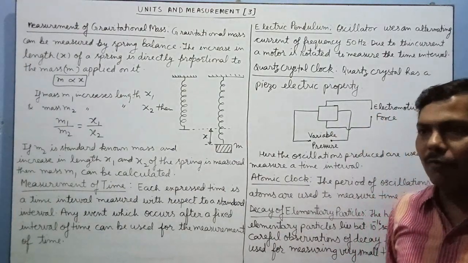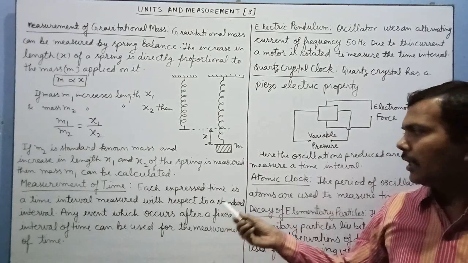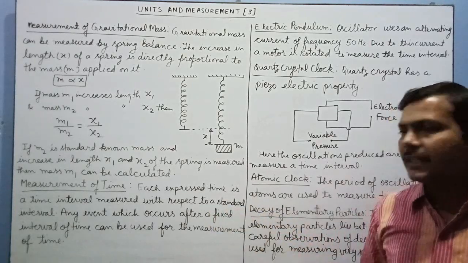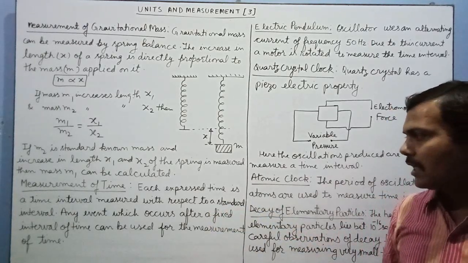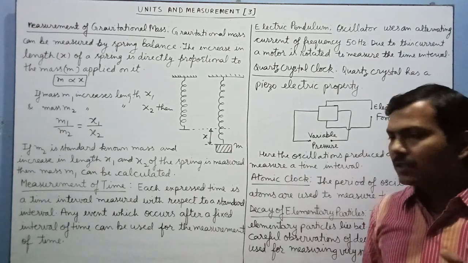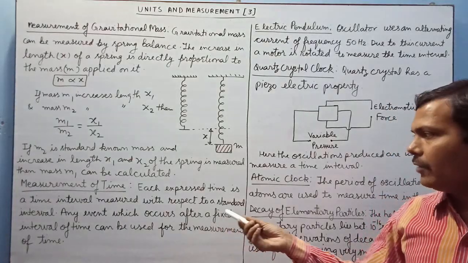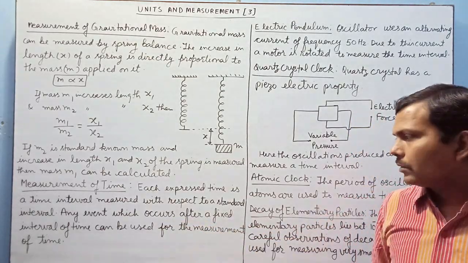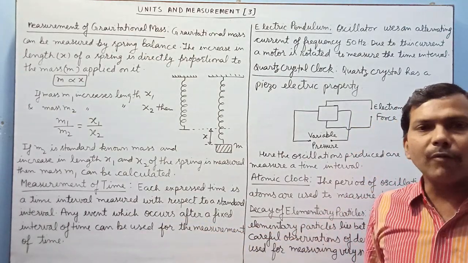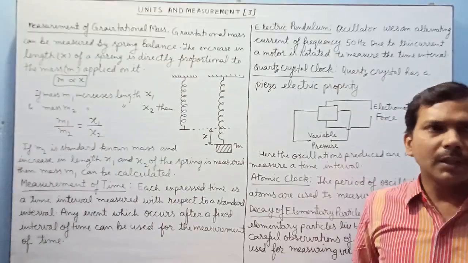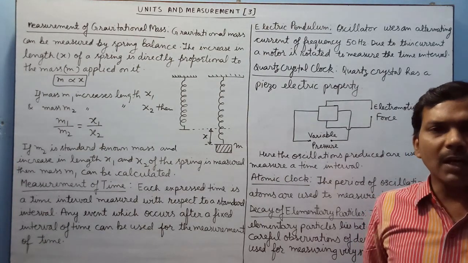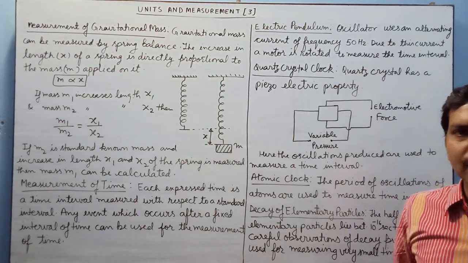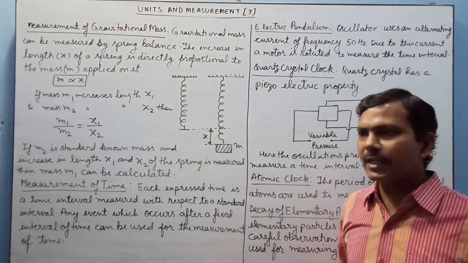Next is measurement of time. Each expressed time is a time interval measured with respect to a standard interval. Any event which occurs after a fixed interval of time can be used for the measurement of time. For example, the spinning motion of Earth around its axis. We have certain more examples.